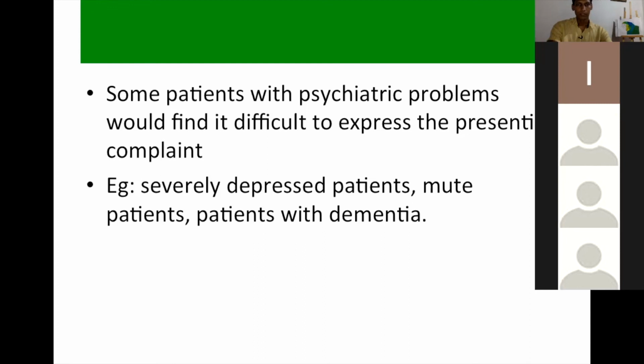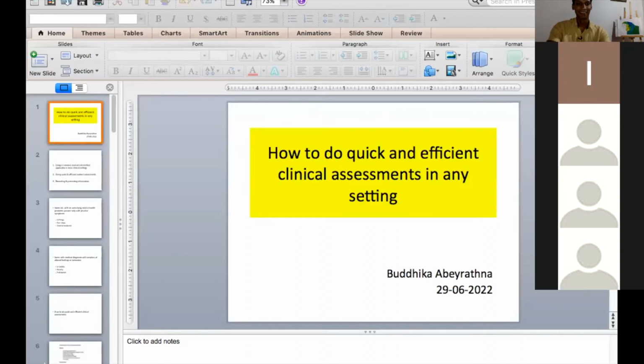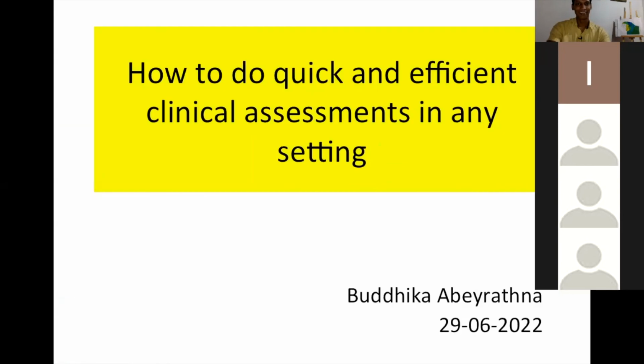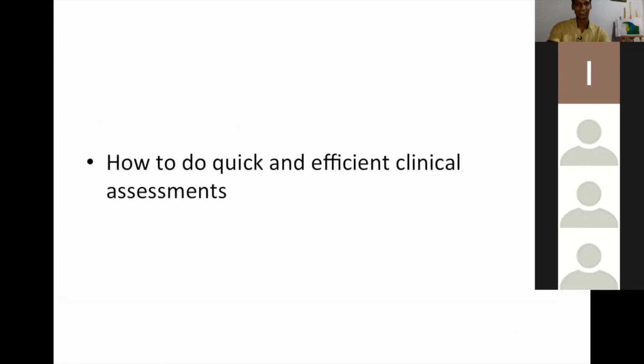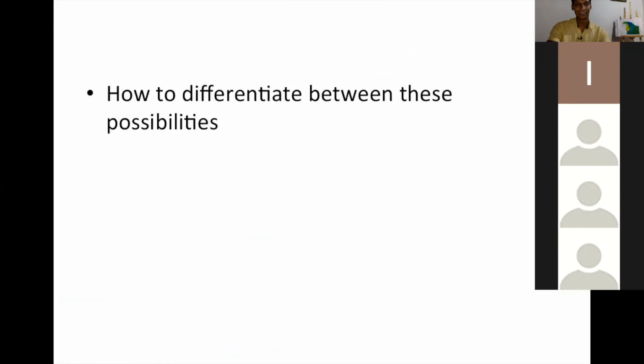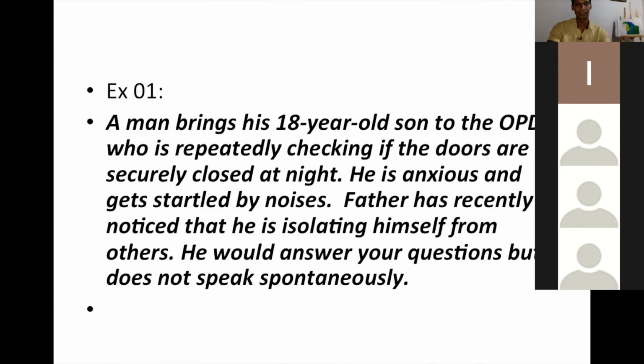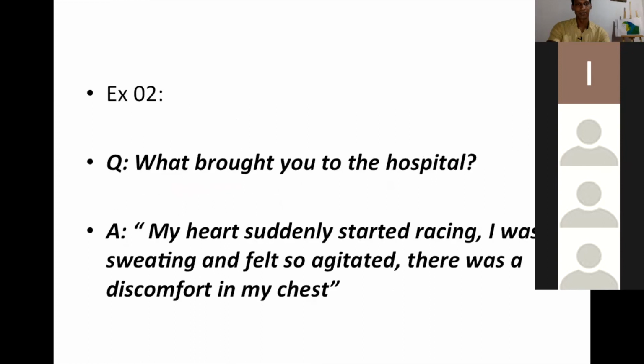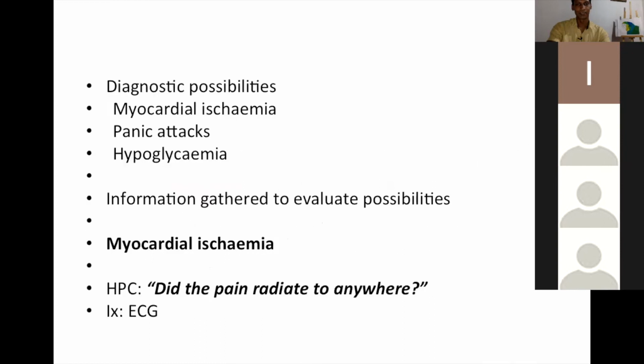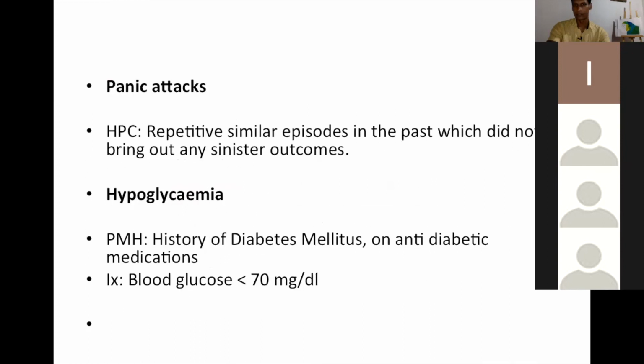These are two additional points. Some patients with psychiatric problems might find it difficult to express the presenting complaint. Some of them will say, I don't have any problem. What are you going to do for them? So collateral histories. Okay, collateral history. If there is no one present with the patient, so we can do mental state examination.